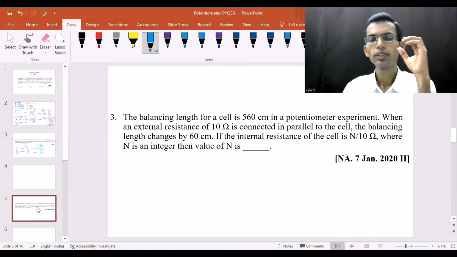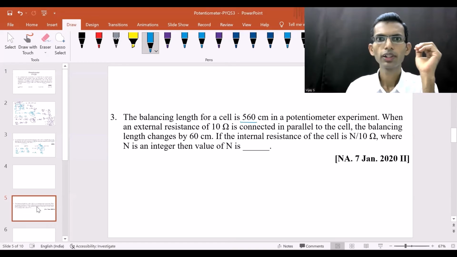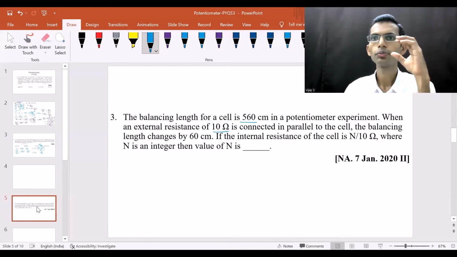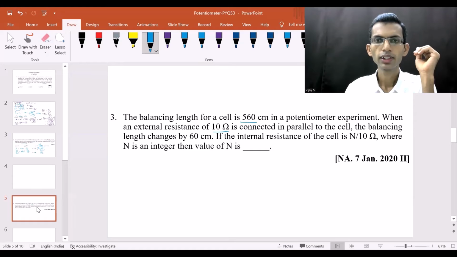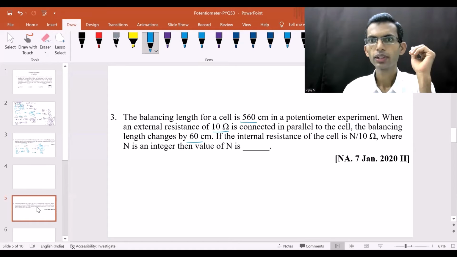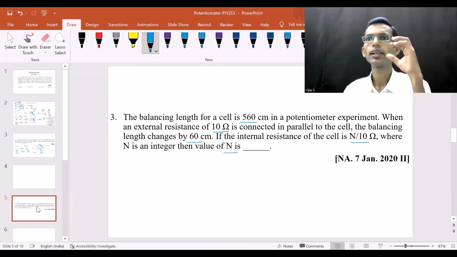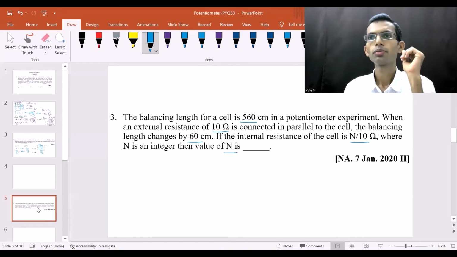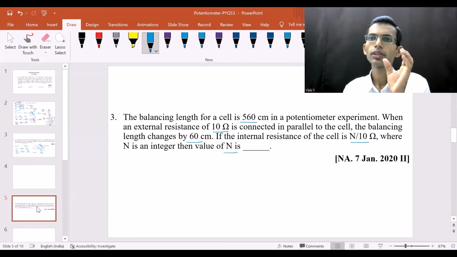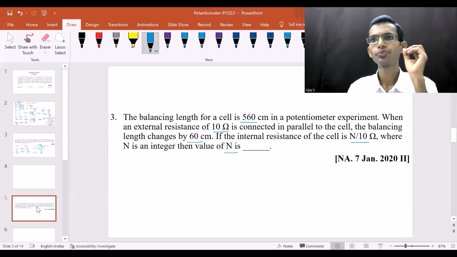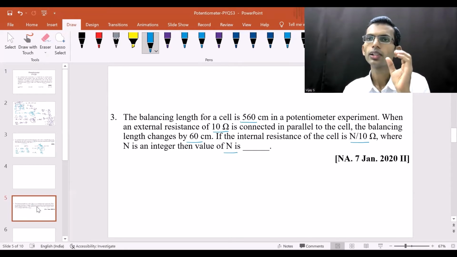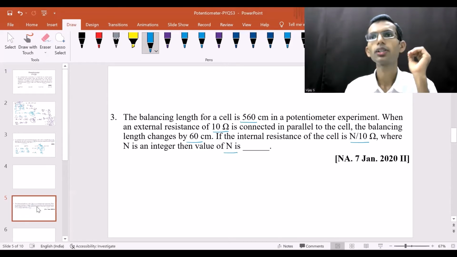The balancing length for the cell is 560 centimeters in a potentiometer experiment. When an external resistance of 10 ohm is connected in parallel to the cell, the balancing length changes by 60 centimeters. If the internal resistance of the cell is n by 10 ohm, where n is an integer, then the value of n is? What is given here: balance length for the cell case is 560 centimeters. Shunt resistance value is 10 ohm. Change in balance length for the shunted cell case is 60 centimeters. Internal resistance value is n by 10 ohm. We need to find the value of n.